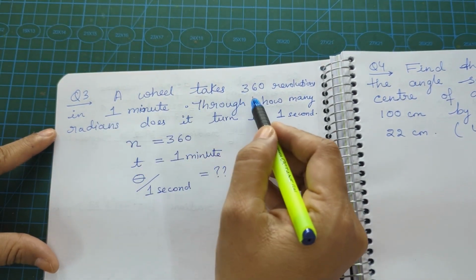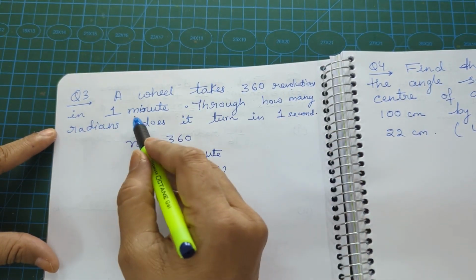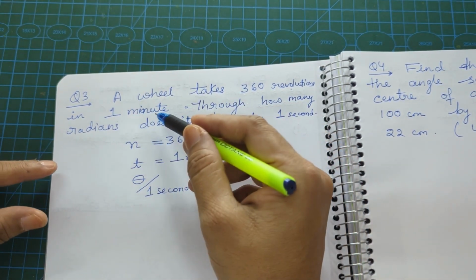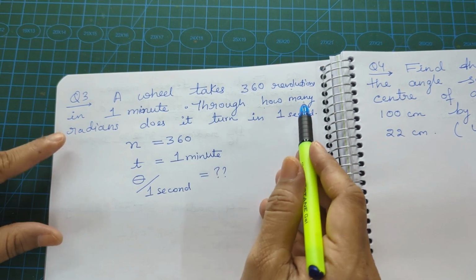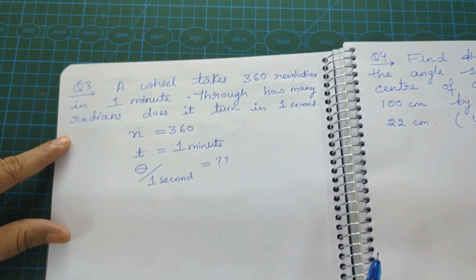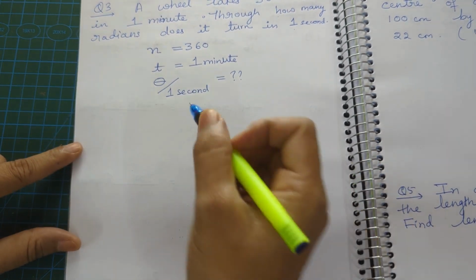Now the third question. A wheel takes 360 revolutions in 1 minute. 360 rounds it turns in 1 minute, means 60 seconds. Through how many radians does it turn in just 1 second? I wrote some details here. This is actually a very simple question.